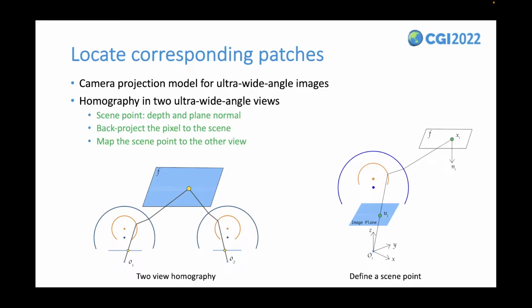With a double sphere camera model, we can back project a pixel in the ultra-wide-angle image to its corresponding viewing ray. We then use the depth value to locate the scene point on its viewing ray. And the plane normal defines the plane's orientation. As shown in the bottom right figure, we can map this scene point to the other view using the projection function of the double sphere camera model, so we can locate the corresponding patches in the other view.